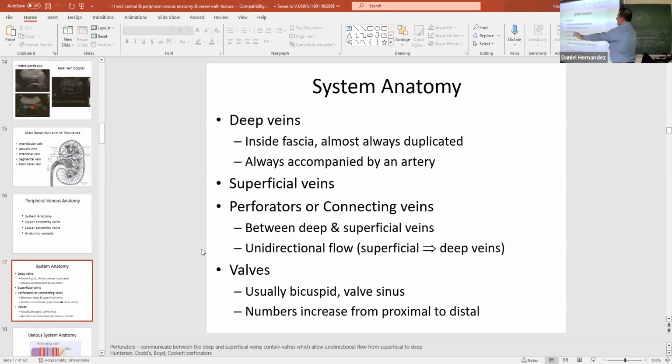So system anatomy. When we're talking about veins, we actually have three. Veins can be categorized into three different types of veins. We have deep veins, we have superficial veins, and then we have perforators or connecting veins. These perforators actually connect your deep veins and your superficial veins.